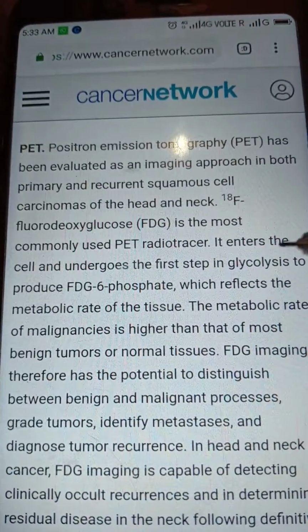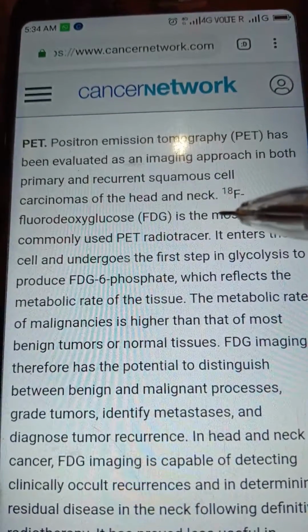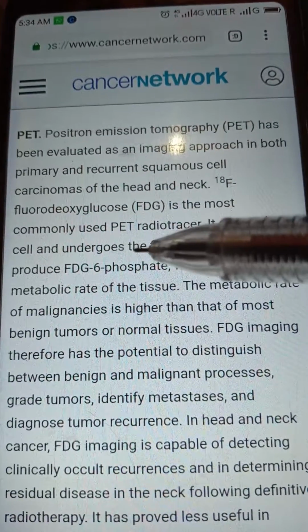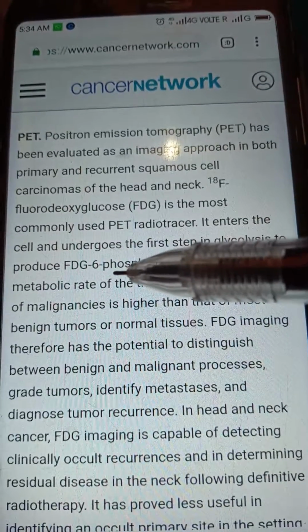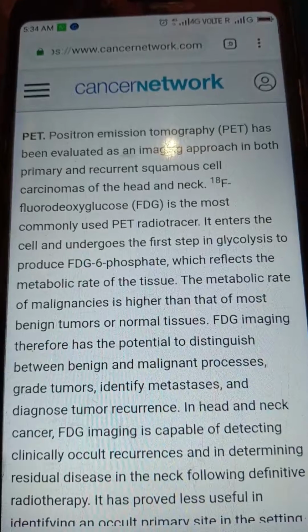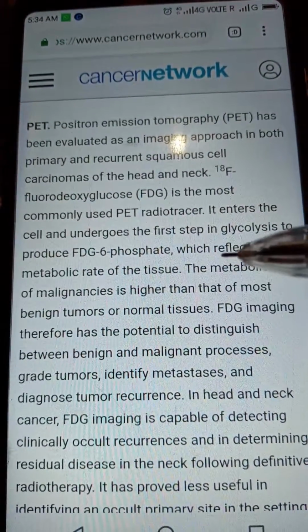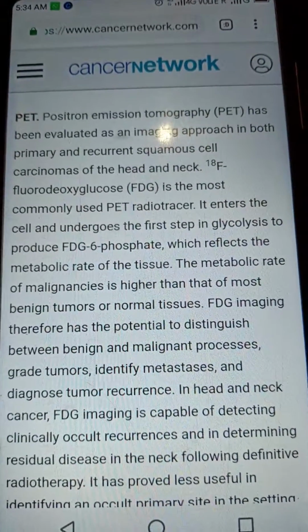What is the basis? Fluorodeoxyglucose, FDG, is the most commonly used PET radiotracer. It enters the cell, undergoes the first step in glycolysis to produce FDG6-phosphate, which reflects the metabolic rate of tissues. The metabolic rate of malignancies being higher than that of most benign or normal tissues, it has the potential to distinguish between benign and malignant processes.